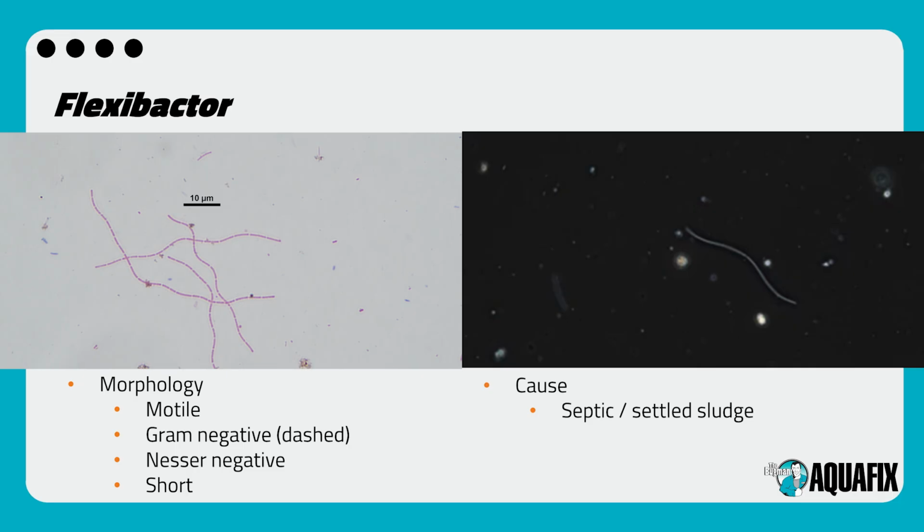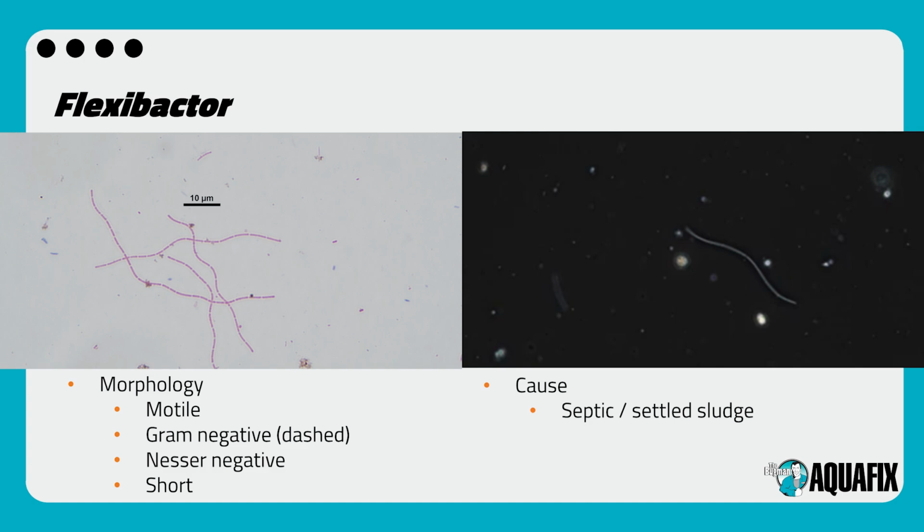Flexibacter is our second filament that is motile. It gets its name from the way that it moves. It moves in a sort of flexing motion. It's much smaller and very skinny compared to the Beggiatoa, which we talked about previously. And so it's very easy to distinguish these two motile filaments. The Flexibacter has this very distinct dashed gram-negative pattern. You can see in the image to the left that it has this red or pink stain indicative of gram-negative, and it is a dashed pattern. It's very unique to Flexibacter.